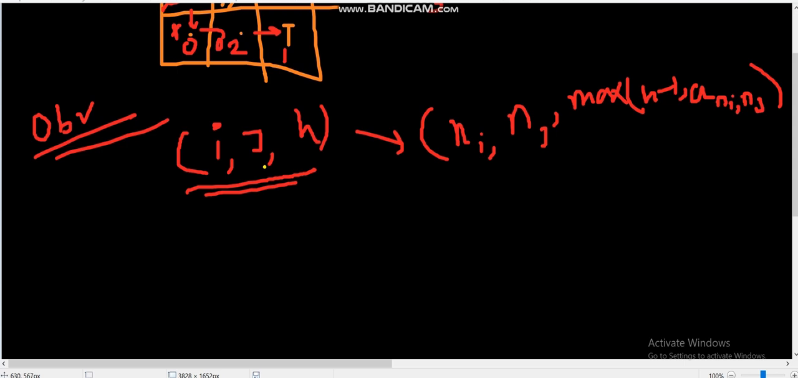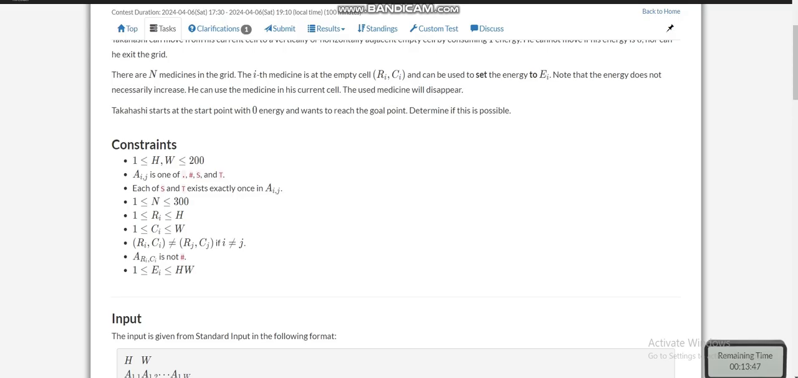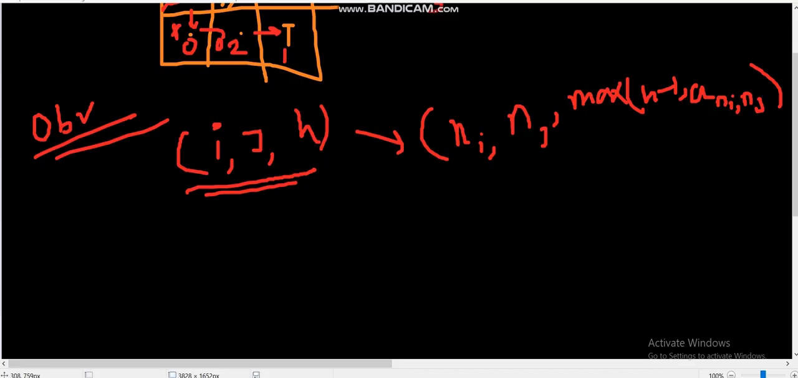This is not possible because of the constraints. The constraints on H and W are 200, so it is order of 200 squared if we take order of N into M.